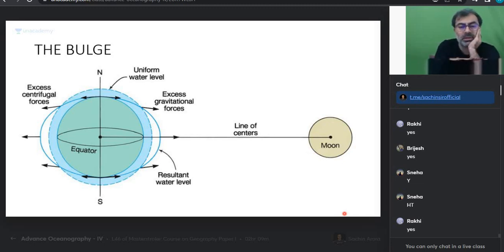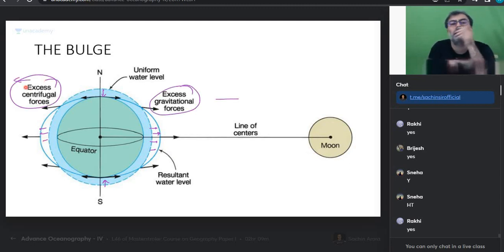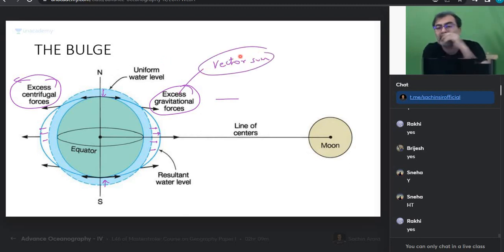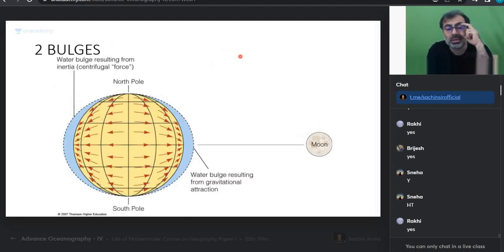Uniform water surface. If I assume this is a better diagram, if this is the uniform water surface, here what happens? Here there is fall in water level, and here there is rise in water level. Is everyone okay? Excess centrifugal force, excess gravitational force. Now this excess, why are we doing excess in terms of vector sum? Today I am not able to explain how vectors are considered. Laplace later explained it in vector sum. So this idea, the simplistic idea of Newton, is not accepted. Later on, vector sum is what we have accepted more. I'll tell you later. So two bulges are formed.